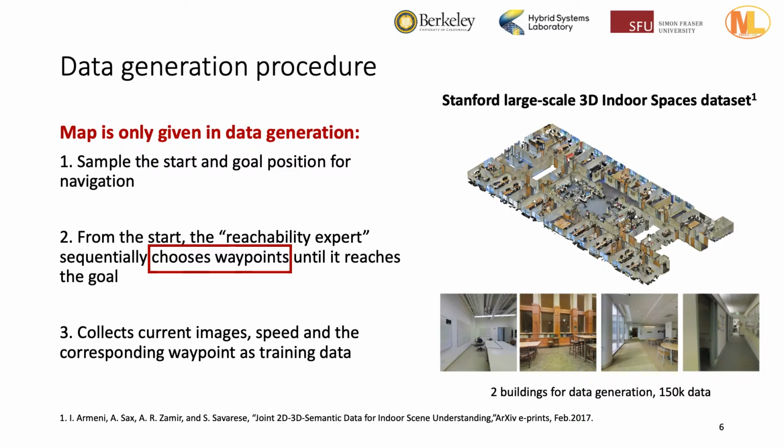When generating training data, we use the Stanford Large-Scale 3D Indoor Space Dataset. It contains 3D scans for 3 buildings, and we use 2 for data generation and 1 for testing. Given the map, we first sample the start and goal positions for navigation. Then, from the start, we design a reachability expert to deliberately choose waypoints until it reaches the goal, and collect current images, speed, and waypoint as training data. Thus, how to choose a good waypoint given the current observation is the key factor of the training data quality, and thus affects the testing performance.